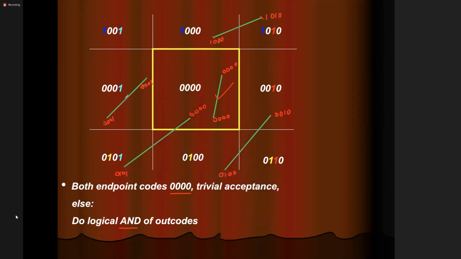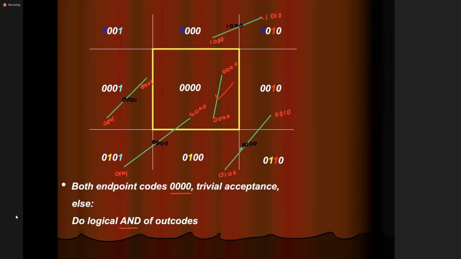Bitwise AND means 0 into 0, 0. 0 into 0, 0. 0 into 0, 0. 1 into 1, 1. 0 into 0, 0. 1 into 0, 0. 0 into 0, 0. 1 into 0, 0. 0 into 0, 0. 1 into 0, 0. 0 into 1, 0. 0 into 0, 0. Here also 1 into 1, 1. 0 into 0, 0. 0 into 1, 0. 0 into 0, 0. This is the logical AND operation.